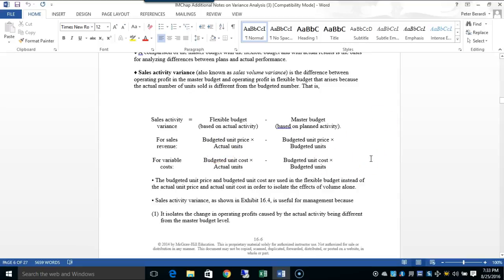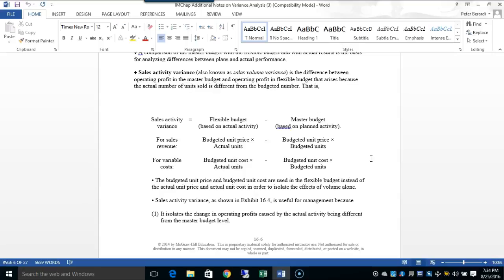So don't let the word sales activity confuse you. We're not dealing with just sales. We're dealing with the income statement. The sales activity basically should say volume activity. That's probably the proper definition or heading should be.